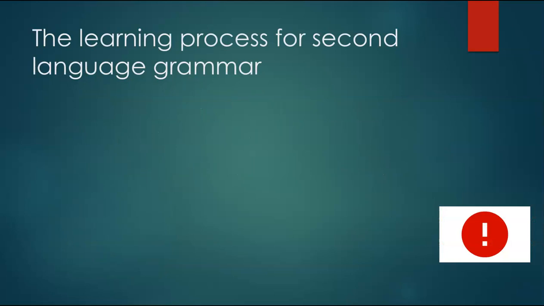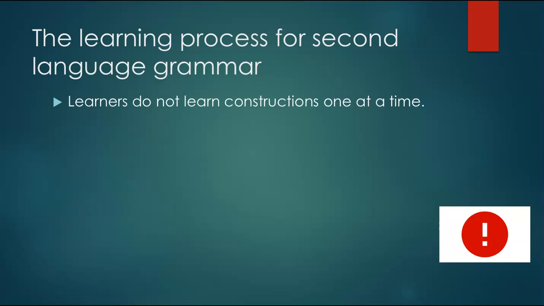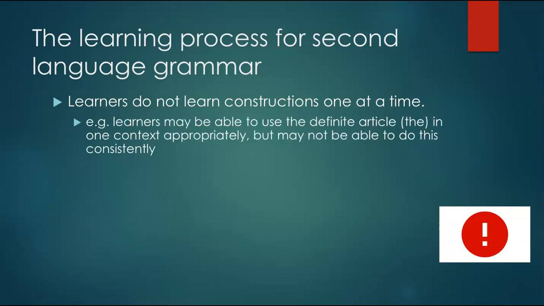In response to Larsen-Freeman's second question about the learning process of grammar, from research on how people acquire a second language, we now know a number of important things about the way that learners acquire second language grammar. So the first thing that we know is that learners don't learn constructions or grammar patterns one at a time.